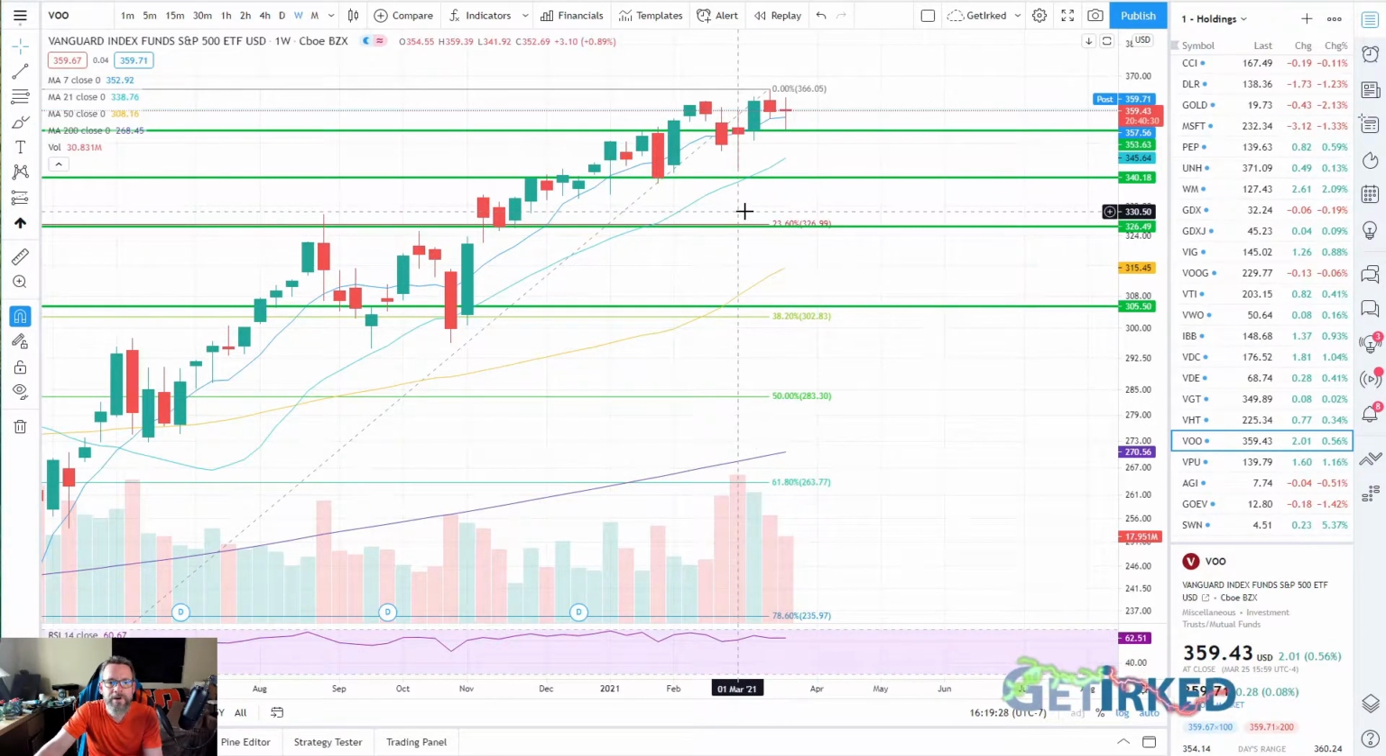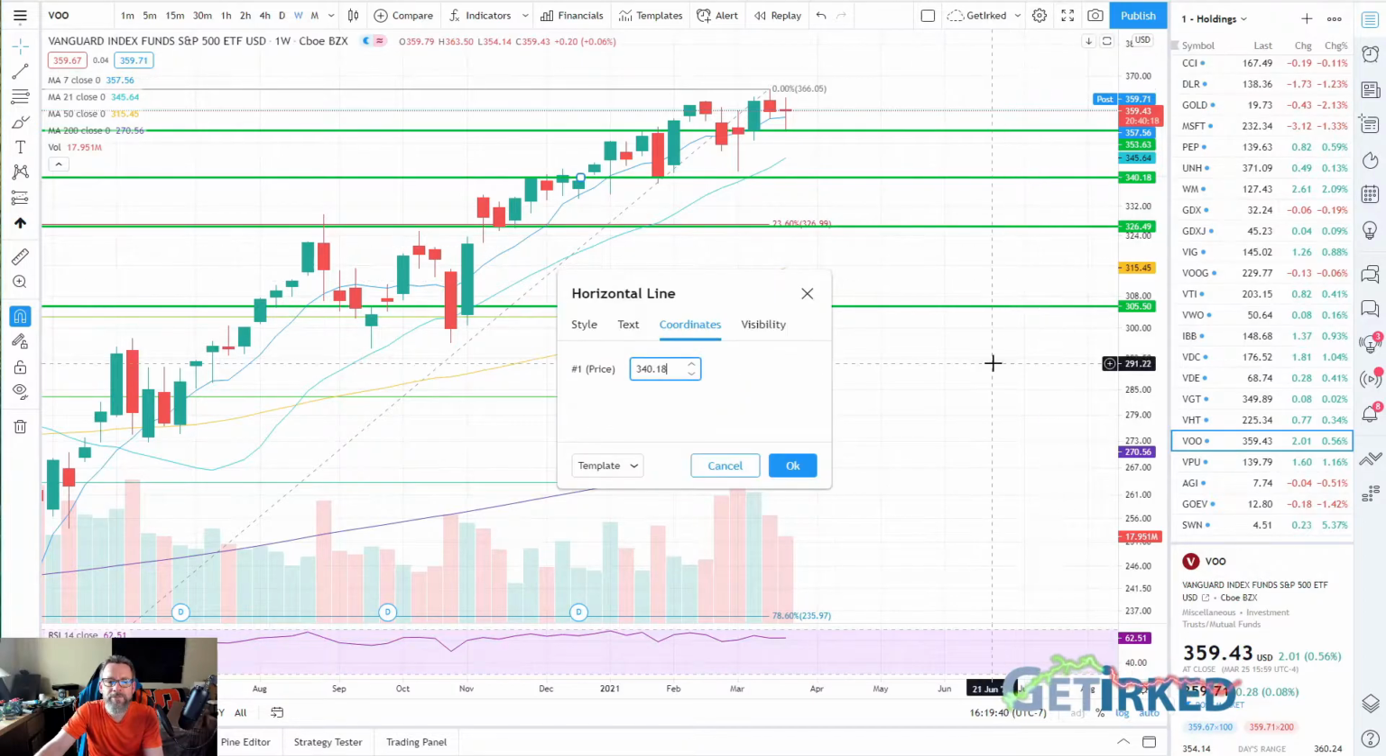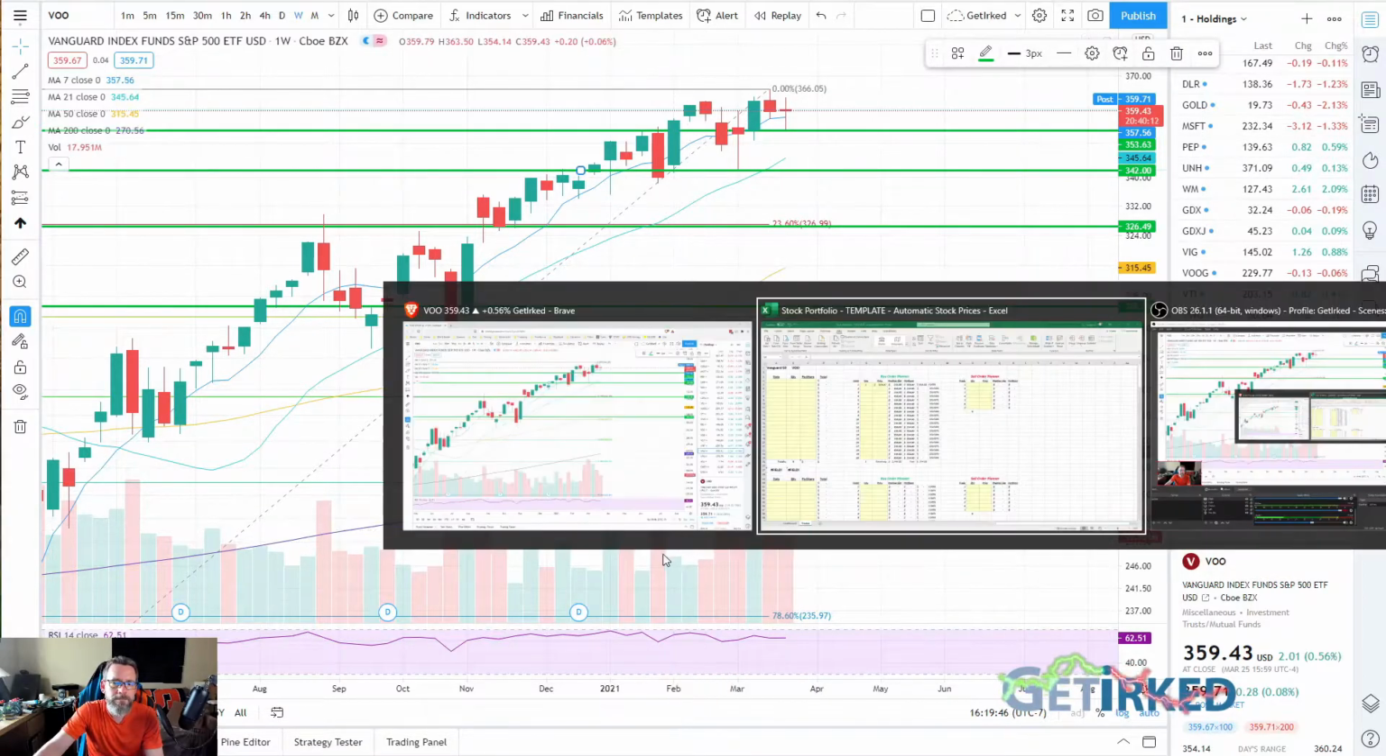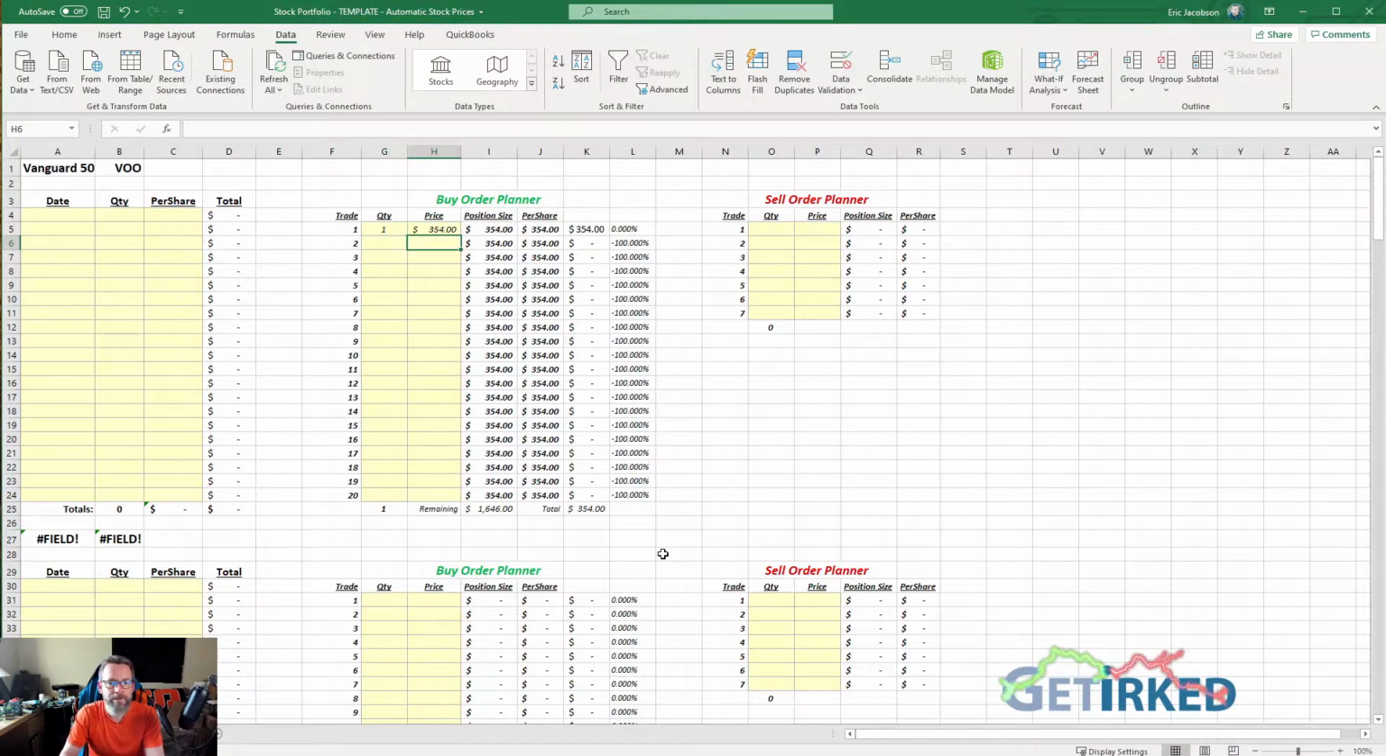But if you wanted to go off this wick, which is $341.92, and you can see that by looking up at the lows up here in the little indicator, $341.92, we could say that our next buying price would be $342. Just so that we remember, we'll enter it in here. And now we go over here and we put in $342.